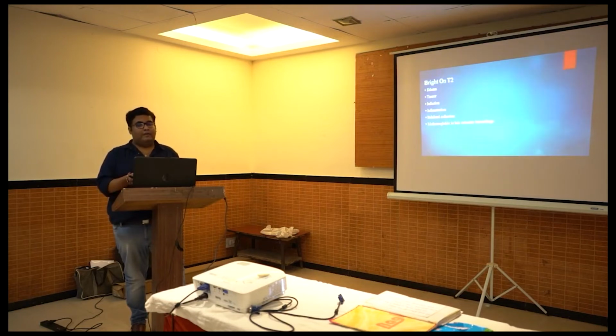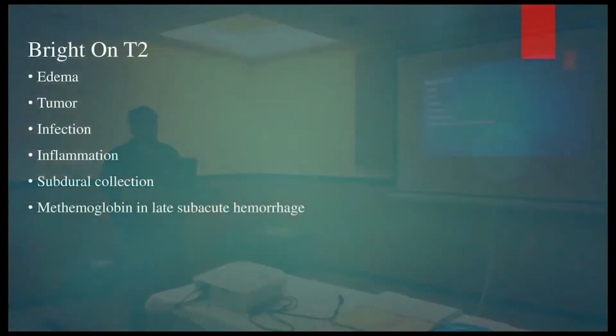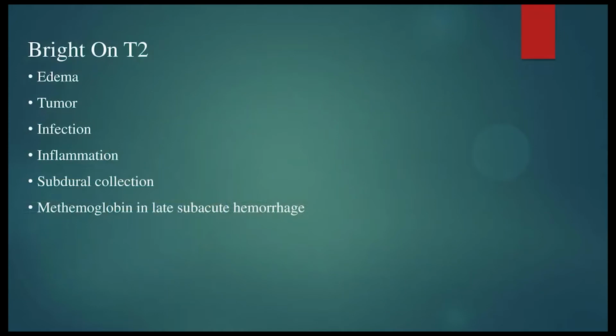Then we come to T2 weighted images. What are bright on T2 are edema, tumor, infection, inflammation, subdural collection, methemoglobin and late subacute hemorrhage.